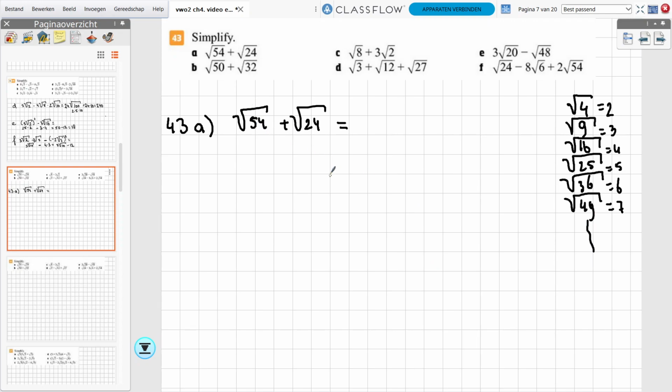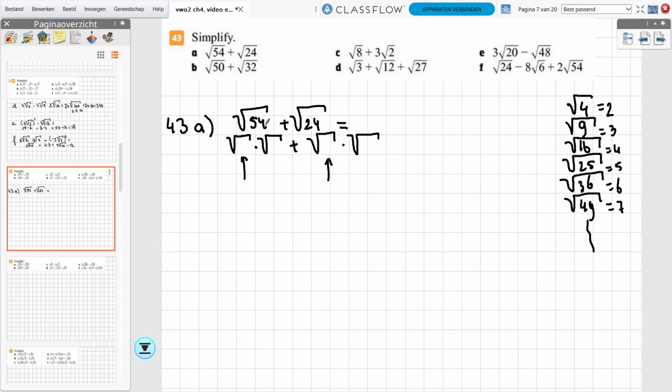Because if I have root 54, I'm going to try and rewrite it to a root times a root. And I'm going to do the same thing for root 24, a root times a root. And I'm going to do it in such a way that the first one, for 54 and for 24, is from this list. Because then, after I've written it from that list, I can actually calculate them. And always try to take the biggest number from this list, because otherwise you're not factorizing completely.